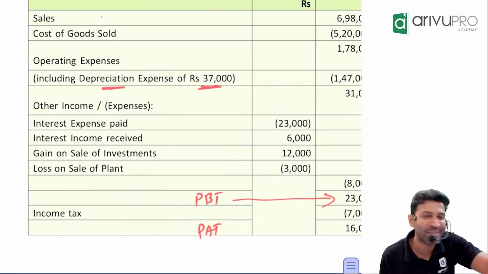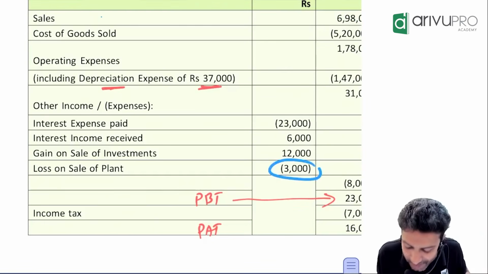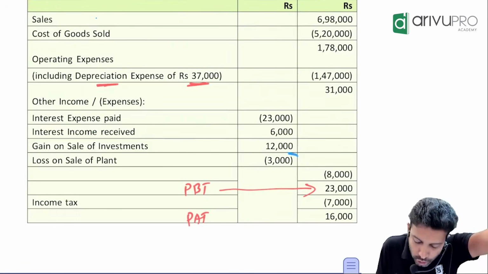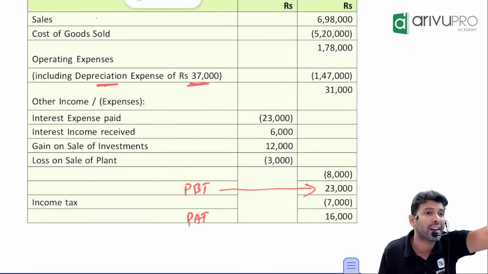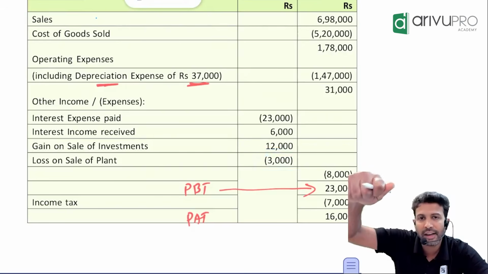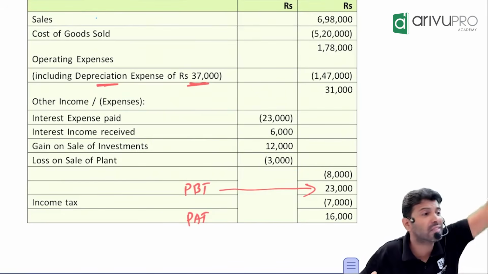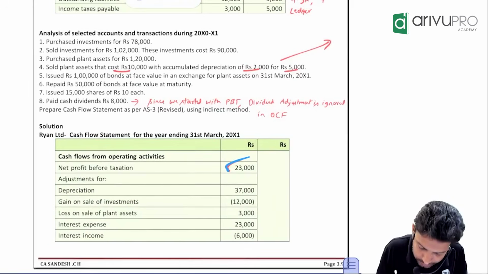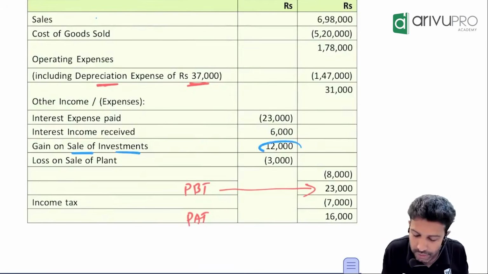Bottom up, I said. Loss on sale of plant, how much? 3,000. Loss has gone to P&L. What does loss do to your profit? Reduces. But sale of plant is an investing activity, not operating. It has already reduced your profit. If P&L has reduced, it means operating cash flow is also reduced. But it is an investing activity, hence what to do? Add back 3,000. Check. Have they added back 3,000? Yes.